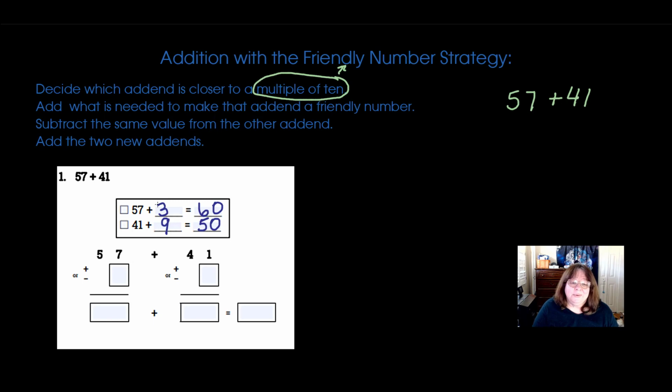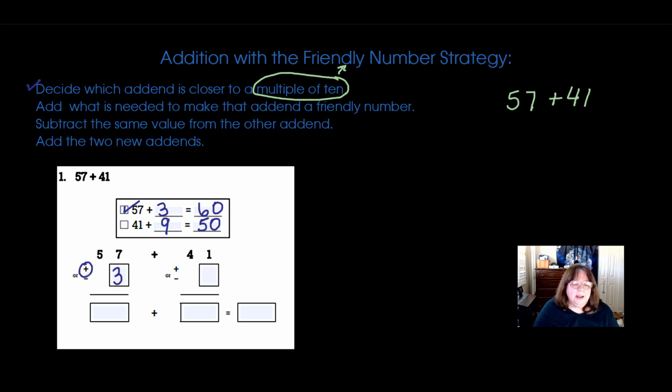Well, I like the 3. I think that 3 is easier to work with. I can just add 3 to one side and subtract 3 from the other, and we'll be good. Let's do that now. Okay, so we've decided which addend is closer to a multiple of 10. So we're going to add what is needed to make that addend a friendly number. So we've got 57. We're adding 3.